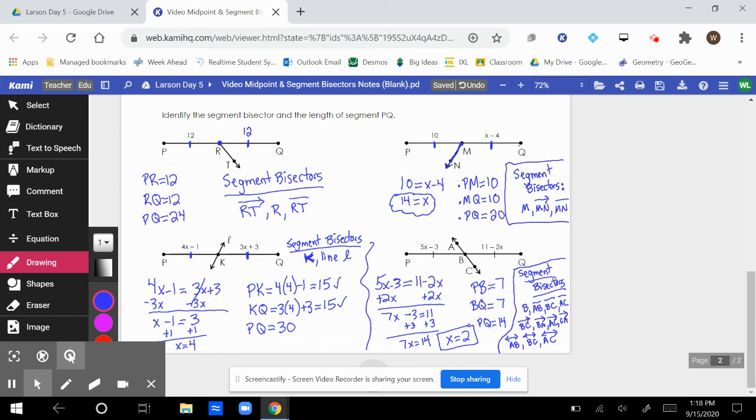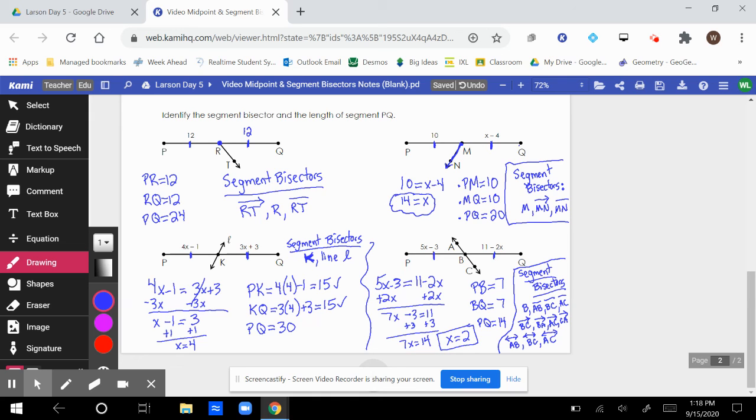All right, guys, so you should have gotten x equals 2 by setting them equal to each other and solving for x. Once you substitute that back in, you should have gotten PB equals 7 and BQ equals 7. And that's a good way of checking and making sure you got it right. Since those two are congruent, you see the tick marks, you know that they should have equaled the same number. And by the segment addition postulate, if PB is 7 and BQ is 7, that means PQ equals 14.